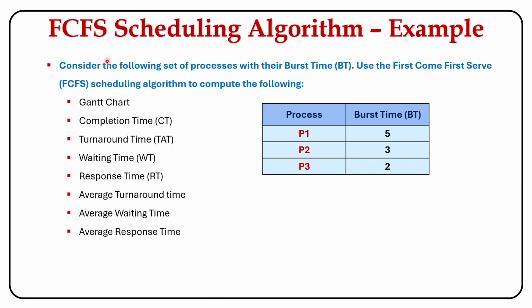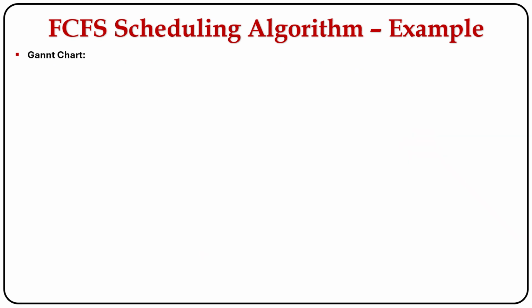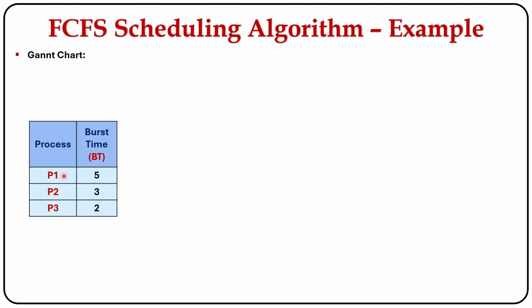Let's have an example for the FCFS scheduling algorithm. By considering the set of processes and their burst times, we can first draw the Gantt chart and then compute completion time, turnaround time, waiting time, response time, average turnaround time, average waiting time, and average response time. In our example, we have three processes, namely P1, P2, and P3 with burst times 5, 3, and 2 units respectively. Since the arrival time is not given here, it is assumed that all processes arrived at time 0.